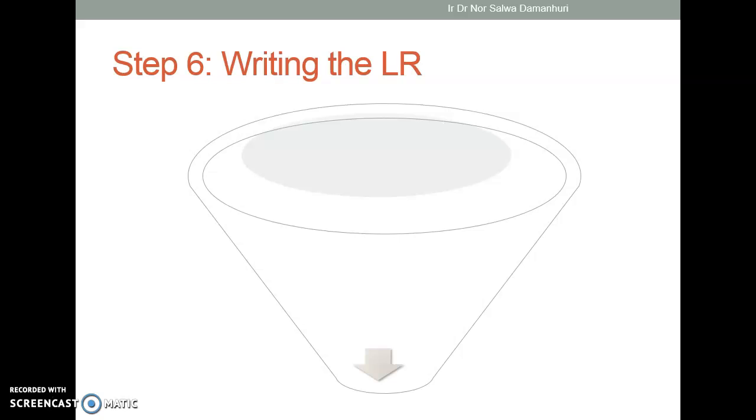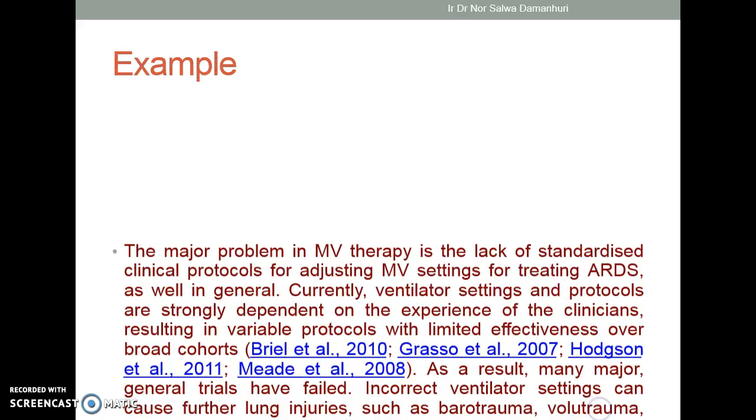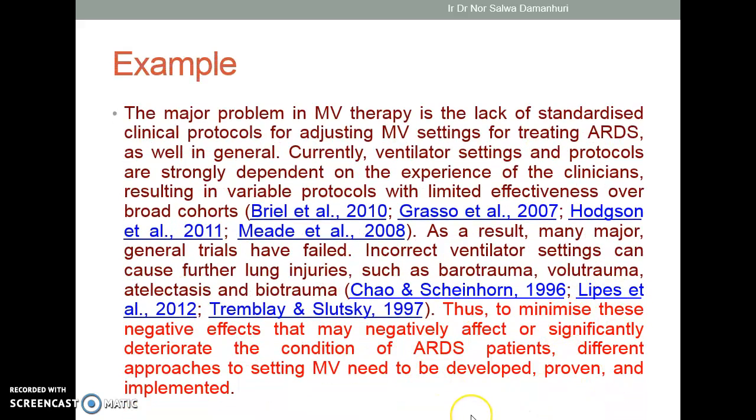This is like a funnel. You start with a general topic, for example, mechanical ventilation, and then narrow it to the respiratory problem in mechanical ventilation patients, and specifically on lung mechanics in respiratory patients that require MV. So this is an example of how to begin your literature review.